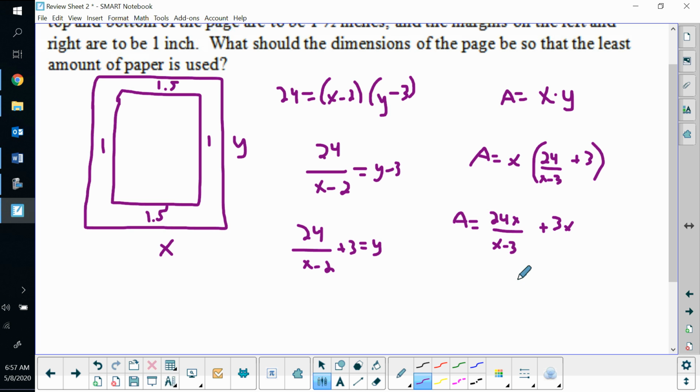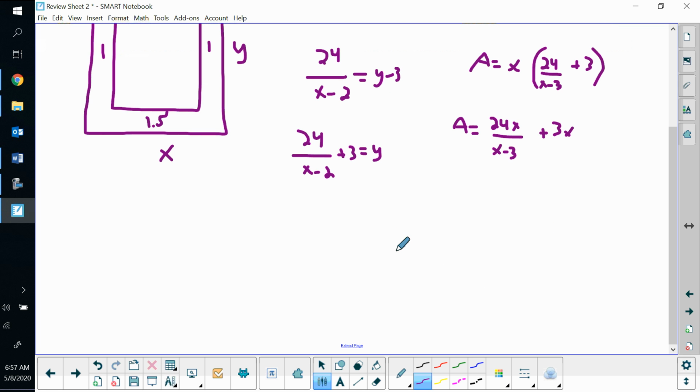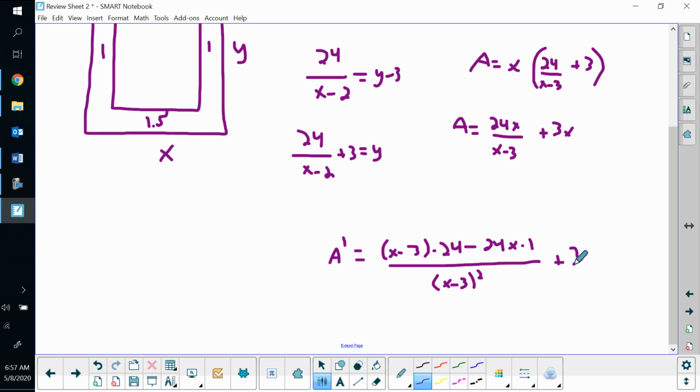So we're now going to go ahead and take our derivative. So A prime is equal to, for the first term, we've got to do a quotient rule. So we've got low D high minus high D low all over low low. And then our derivative of the second part is just 3.